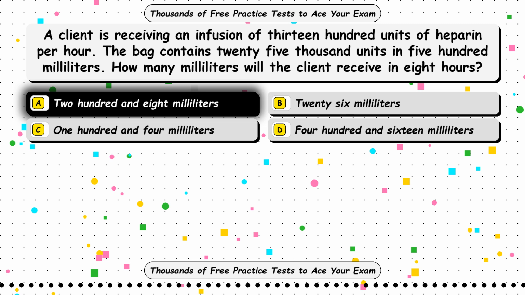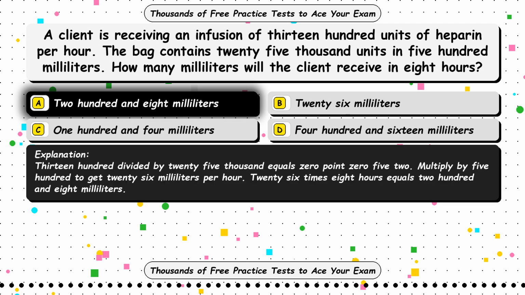The correct answer is option A. 208 milliliters. 1,300 divided by 25,000 equals 0.052. Multiply by 500 to get 26 milliliters per hour. 26 times 8 hours equals 208 milliliters.